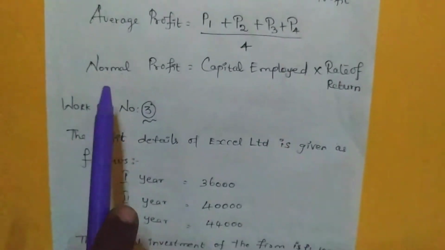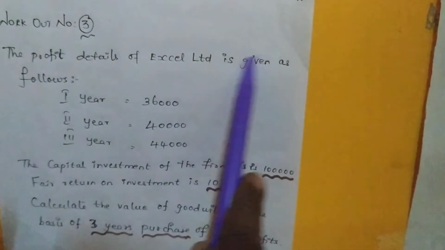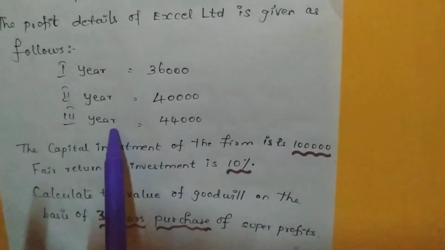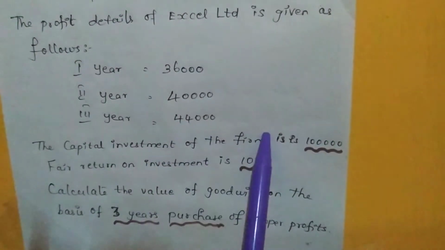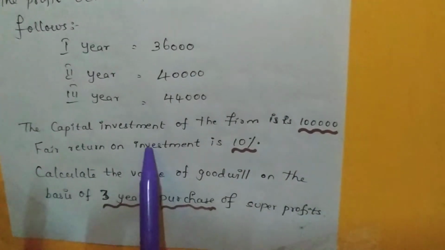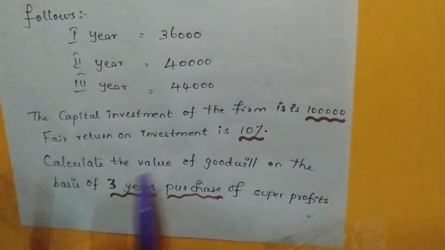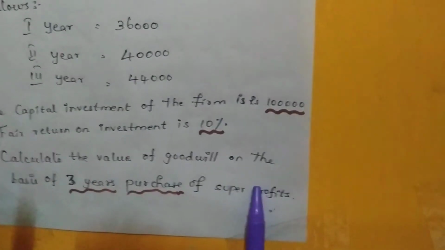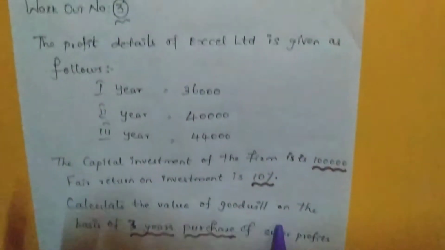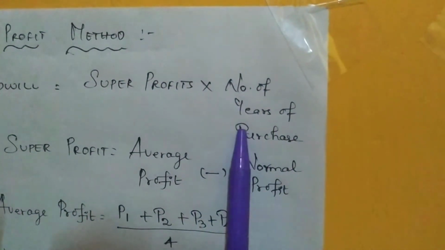Okay, for which we have some workout. Workout number 3. The profit details of Excel Limited are given as follows: first year, second year, third year, 3 years of detail. The capital investment of the firm is 1 lakh, that is the capital employed by the concern. Fair return on investment is 10%. Calculate the value of the goodwill on the basis of 3 years purchase of super profits. So automatically the formula goes: goodwill equals super profits into number of years of purchase.